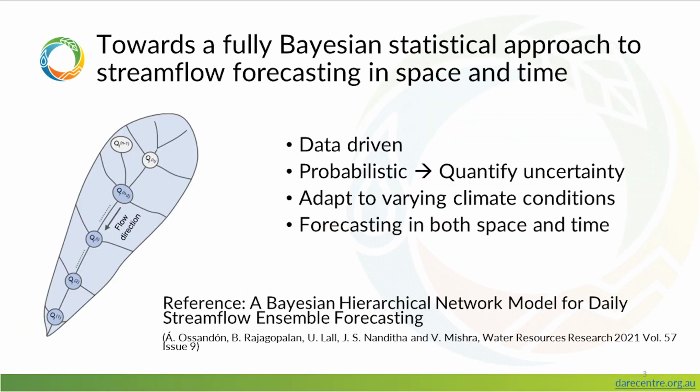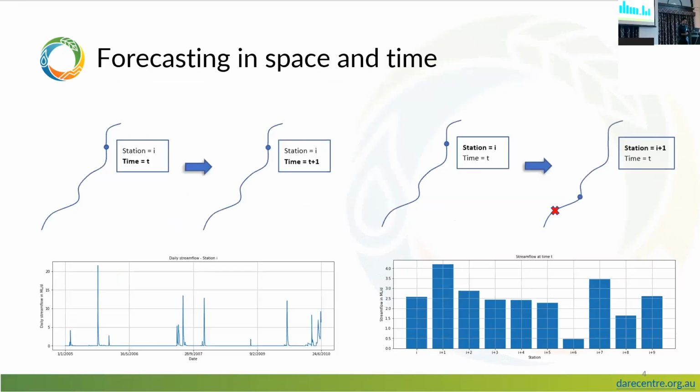Then the methodology that I'm trying to propose will be data-driven. It will be a probabilistic model, so there will be a quantification of uncertainty. And also it will be able to adapt to varying climate conditions, because we know nature is always changing, evolving. We cannot stick to one set of parameters or one model. And I will try to make sure that my model will be able to forecast in both space and time, which I will explain here.